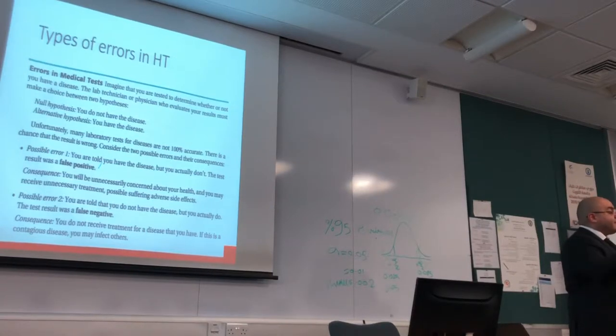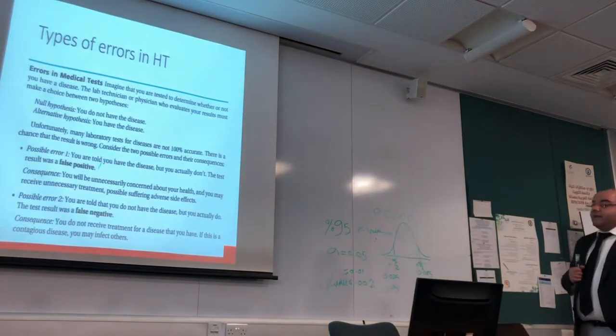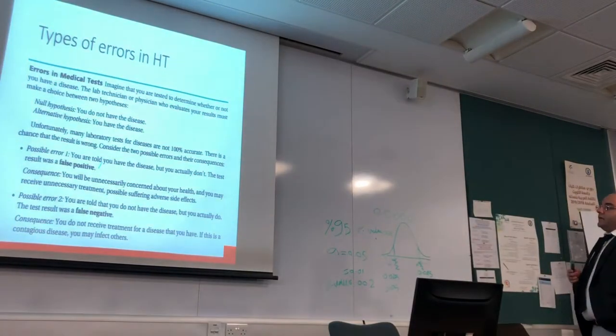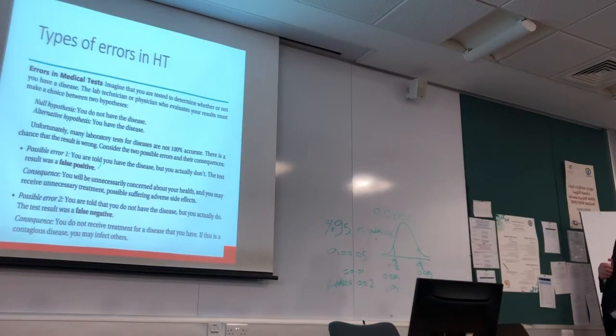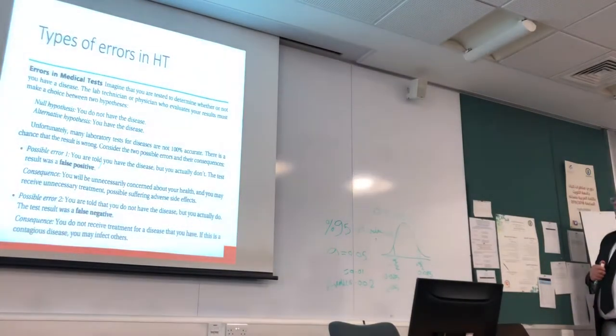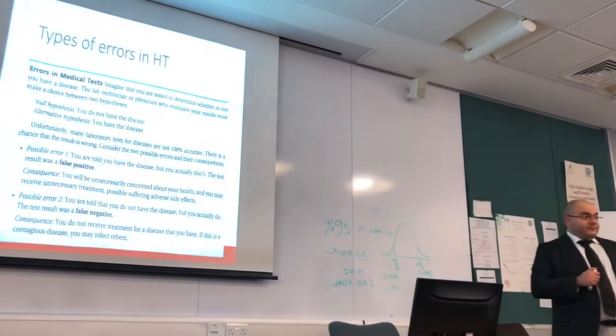We're going to repeat the same thing for the medical example and hypothesis testing. Errors in medical tests: this is one of the things that always happens. Imagine that you are tested to determine whether or not you have a disease. The lab technician or physician who evaluates your results must make a choice between two hypotheses.